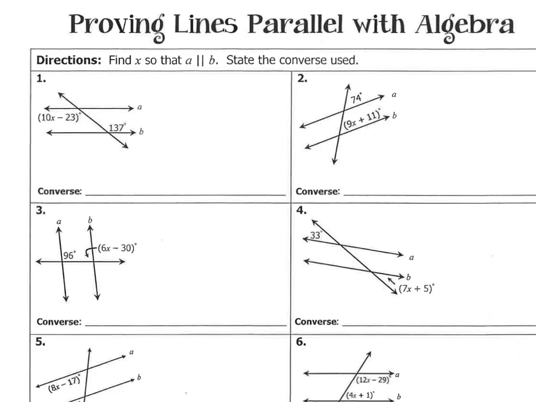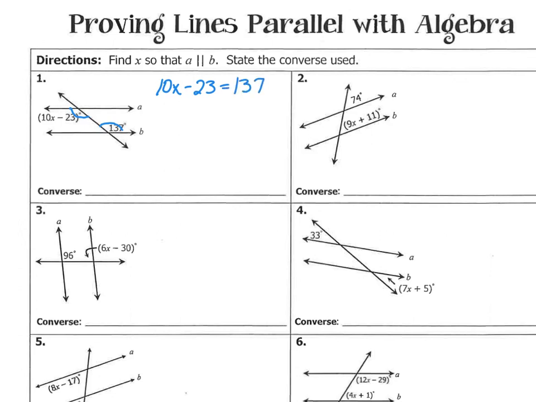So if we look at example number 1, we have this 10x minus 23, and then we have 137 degrees there. Those are alternate interior angles, and we know that if alternate interior angles are congruent, then the lines are parallel. So we would set up an equation: 10x minus 23 is equal to 137.